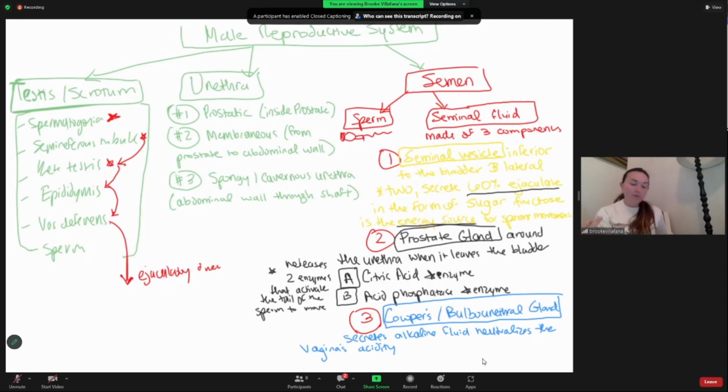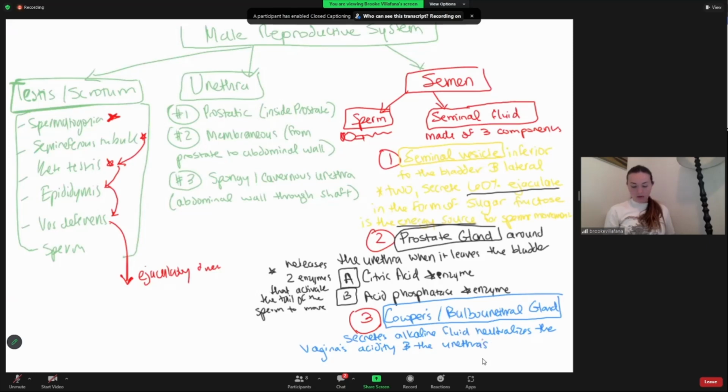Why is that? Sorry, I've lost my train of thought. It is doing that because the sperm will die in the acidic environment of the vagina. So without the Cowper's or bulbourethral gland, the sperm will die because they need the vagina to become a neutral environment. So it neutralizes the vagina's acidity and the urethra's acidity.